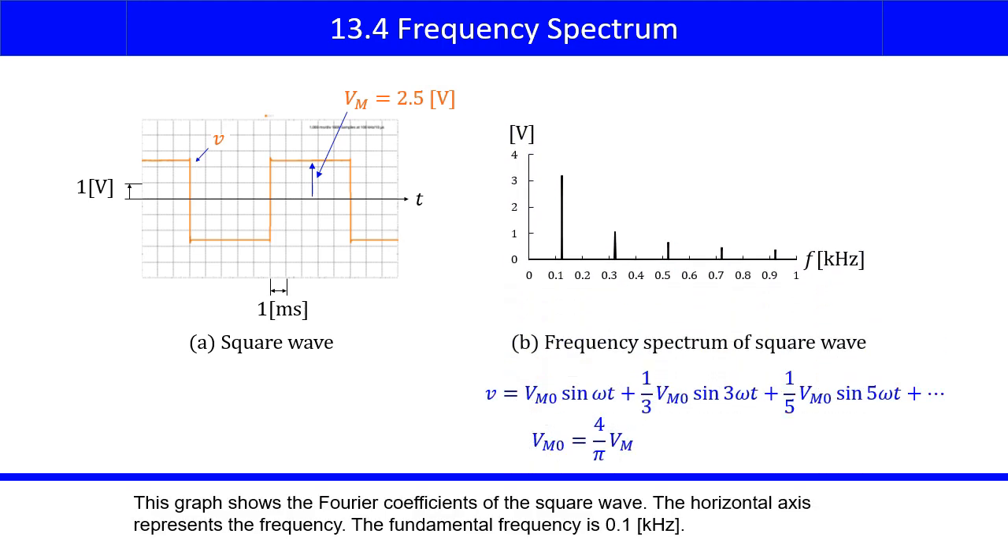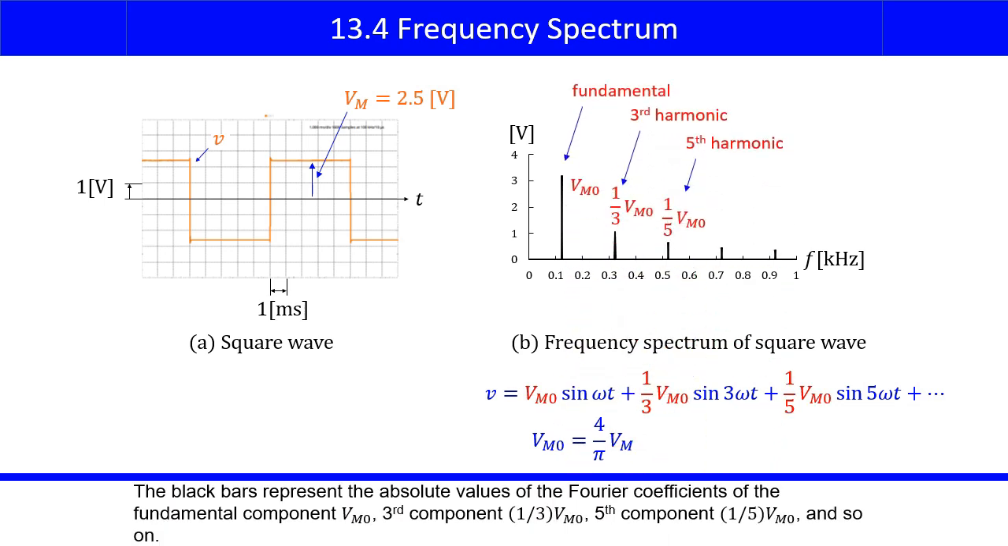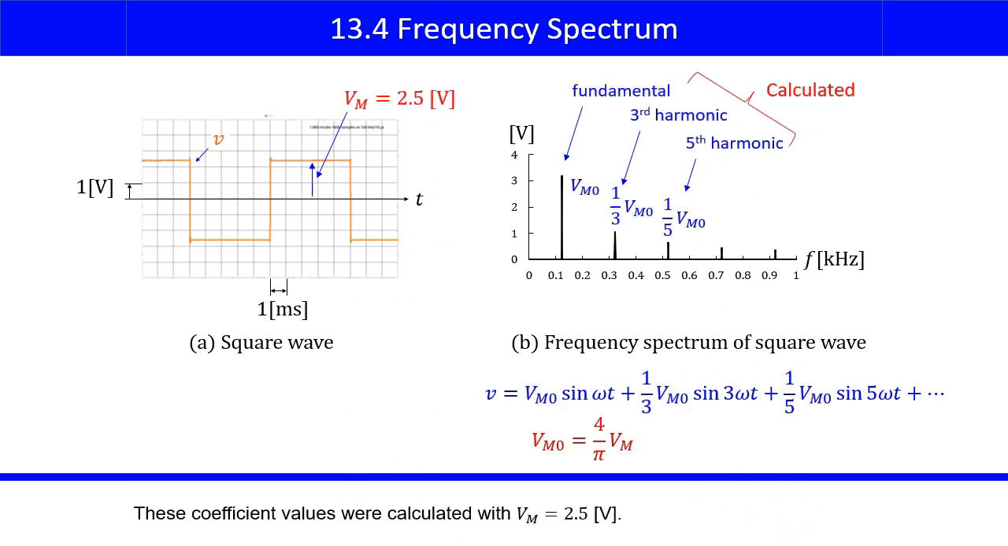This graph shows the Fourier coefficients of the square wave. The horizontal axis represents the frequency. The fundamental frequency is 0.1 kHz. The black bars represent the absolute values of the Fourier coefficients of the fundamental component Vm0, third component 1/3 times Vm0, fifth component 1/5 times Vm0, and so on. These coefficient values were calculated with Vm equals 2.5 volts.